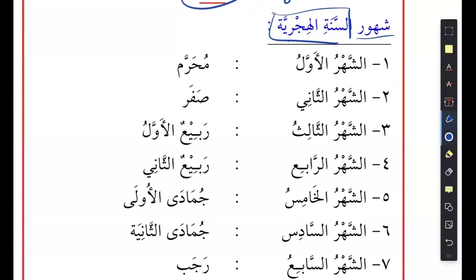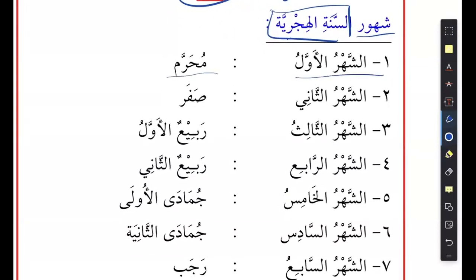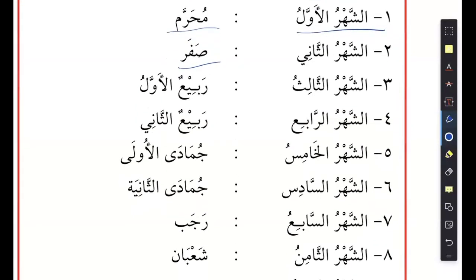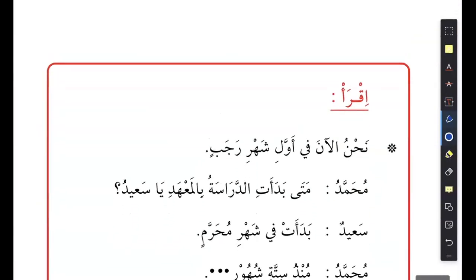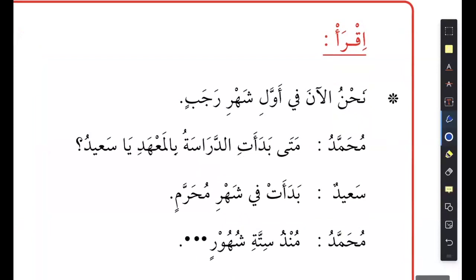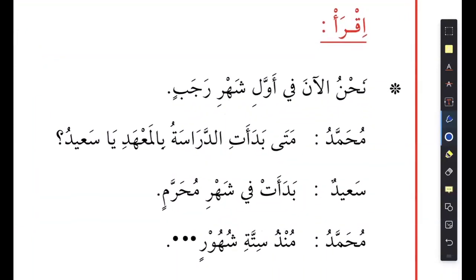I think we have talked about them. الشهر الأول, the first month is Muharram. الشهر الثاني is Safar. الشهر الثالث is Rabi al-Awwal. So هكذا, I think this is something that we talked about, and I'm pretty sure you also probably know. جيد. Then it says اقرأ, read. نحن الآن, we're now في أول شهر رجب. We're now in the first of the month of Rajab.